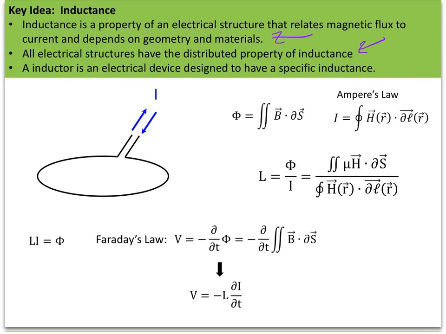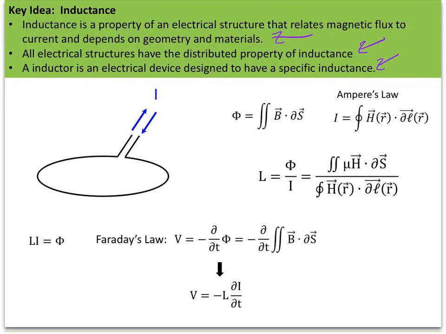And inductance, the distributed property, is very different than an inductor, which is an electrical device that's designed to have a specific inductance. And generally when we talk about inductors, we talk about coils of wire or loops of wire. And we do this because coils of wire and loops of wire have a very high magnetic flux for a relatively small current, which allows us both to get big inductances and to control the inductance accurately.